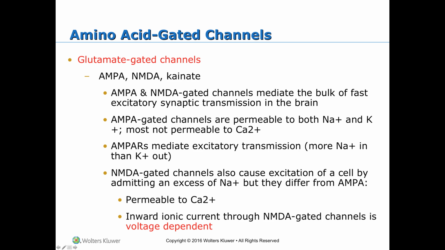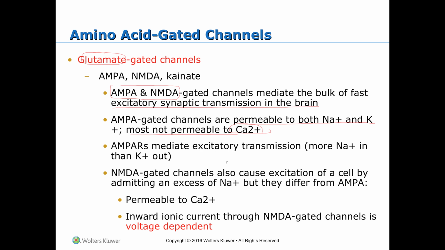So amino acid-gated channels are glutamate-gated channels. We talked about 3 different classes being AMPA, NMDA, and kainate, which are the agonists to those particular channels. AMPA and NMDA channels mediate the bulk of fast excitatory synaptic transmission in the brain. And remember, glutamate is the major excitatory neurotransmitter in the brain. AMPA-gated channels are permeable to both sodium and potassium, and most are not permeable to calcium.